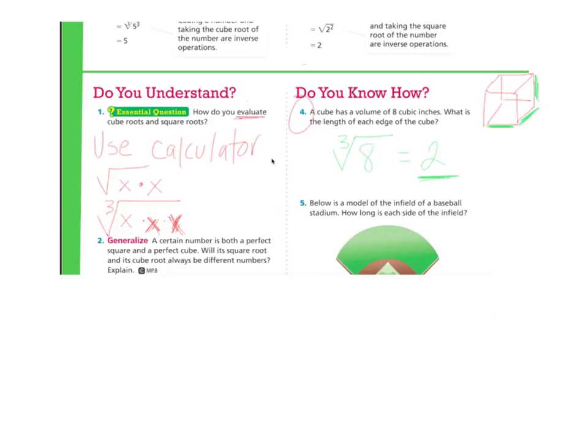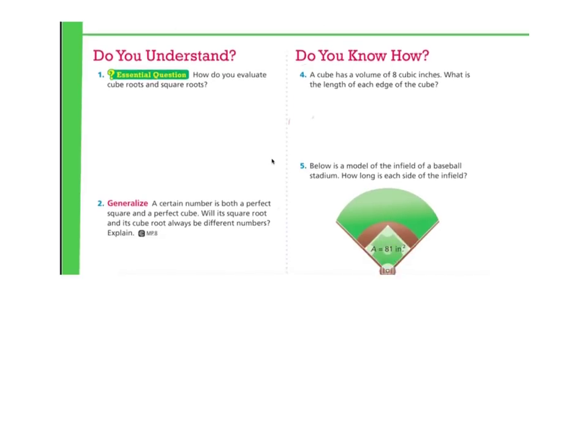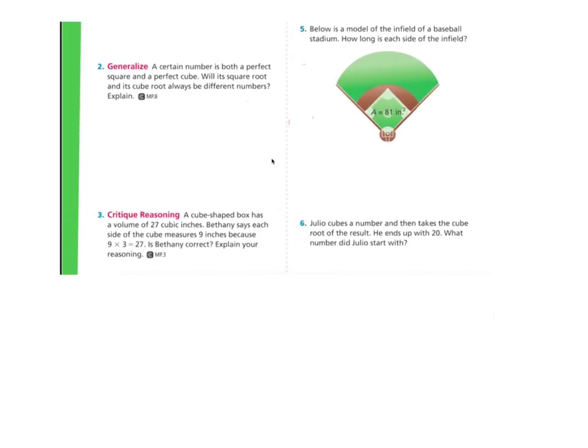Okay, let's move on here to 2 and 5. Okay, so we'll scroll up here, maybe, hopefully, in a second to questions 2 and 5. Here we go. All right, question 2. A certain number is both a perfect square and a perfect cube. Interesting. Will its square root and cube root always be different numbers? Explain.